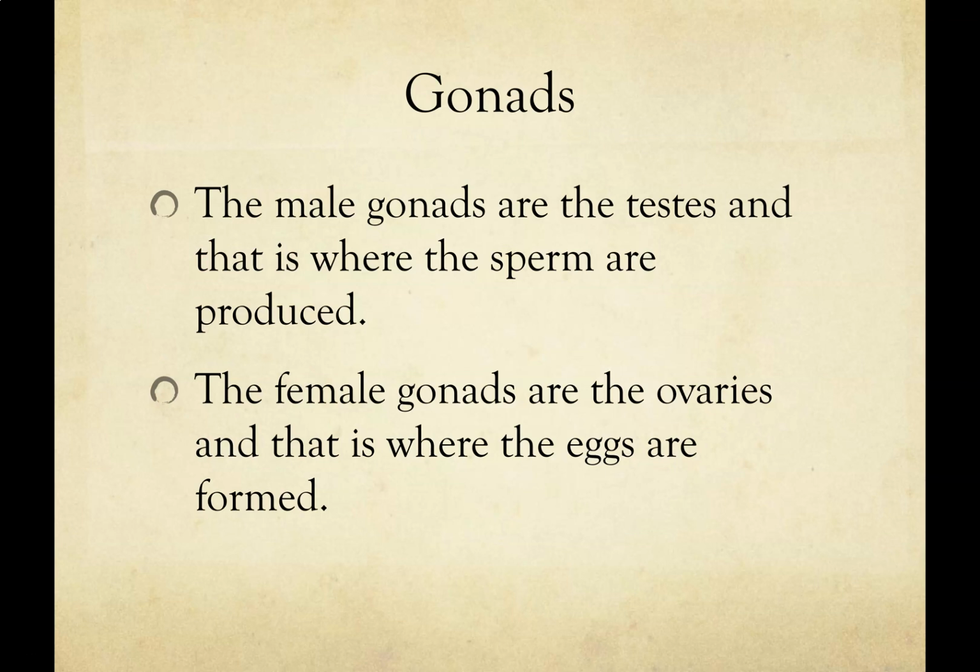The gonads are where these gametes live. So in the males, the gonad is the testes. That's where the sperm is. And in the ladies, the gonads are the ovaries, and that's where your eggs are. The ovaries will release the egg. We'll talk more about that in the reproductive system. And the testes will release the sperm, which again we'll talk more about in the reproductive system.